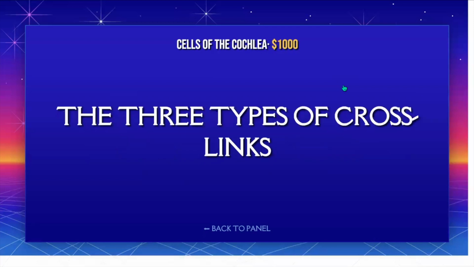And for 1000, this question is asking for the 3 types of crosslinks. And so the 3 types of crosslinks are side to side, which join stereocilia next to each other in the same row; row to row, which connects adjacent rows of stereocilia; and lastly, tip to side, namely the most important type of crosslink, which connects the tip of the shorter stereocilia to the taller stereocilia.